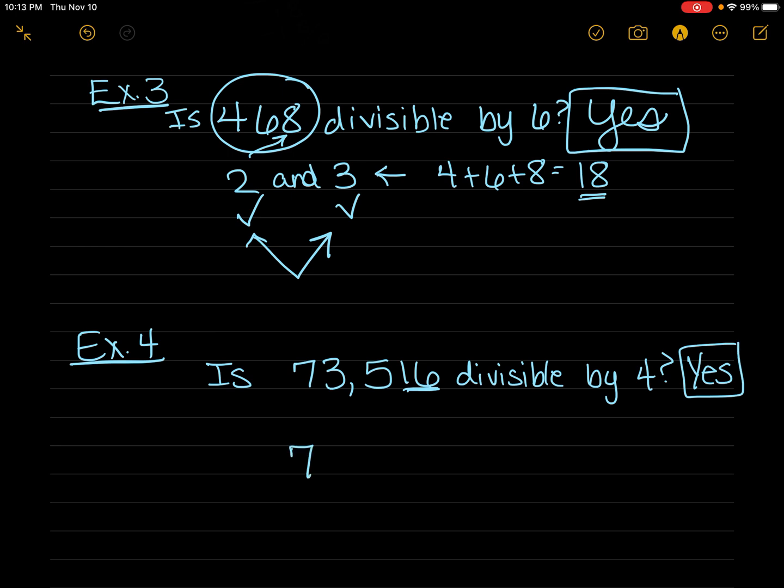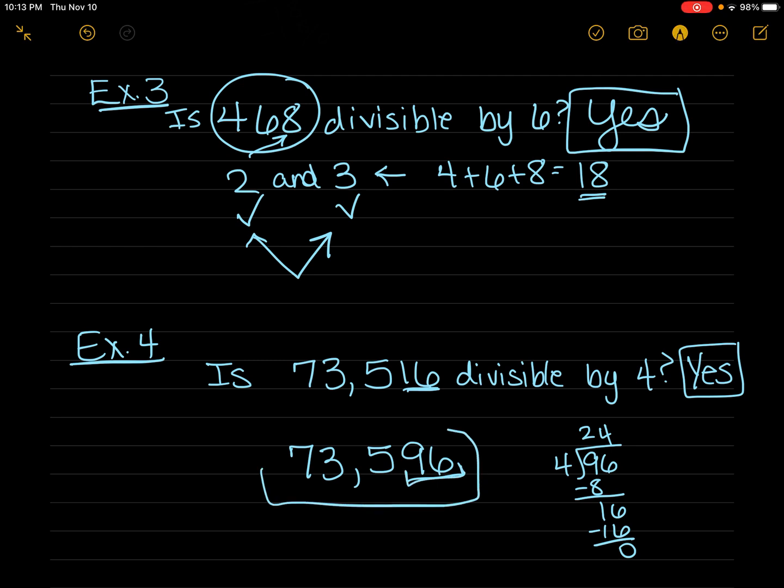Now, if I had a number like 73,596, my last 2 digits are 96. And that one's not one you can just say, most people can't just say, oh yeah, 96 divisible by 4. So you might have to go off to the side and say, oh, let me check and see if it's divisible by 4. And when you do the work, you say, oh, yes, it is, because there's no remainders. So 96 is divisible by 4. That means 73,596 is divisible by 4.